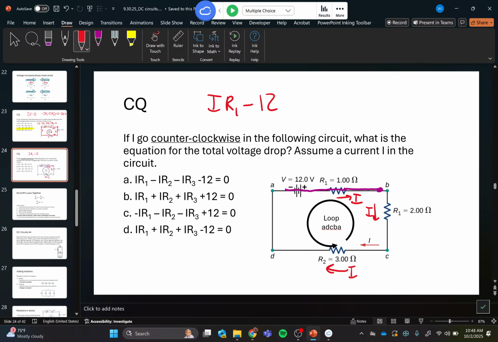Positive is high, negative is low. I don't care about the direction of current for a battery. How do you determine the voltage of a battery, whether it's positive or negative? You just look at the battery and say which side's high, which side's low. Again, physically move through it.